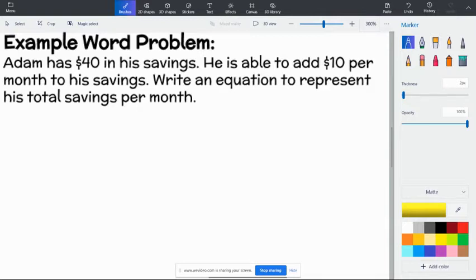Look down in the middle of that page. Here's an example word problem we can look at. It says Adam has $40 in his savings. He's able to add $10 per month to his savings. Write an equation or a function to represent his total savings per month. So we're going to go ahead and decode this. The first thing we want to do is identify, remember, our input. So our input here is going to be our months.